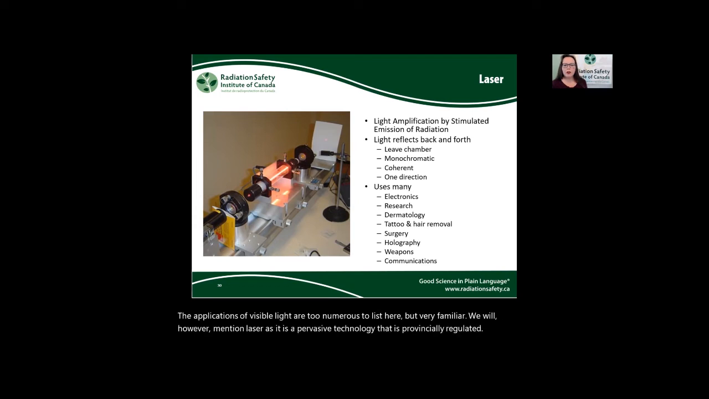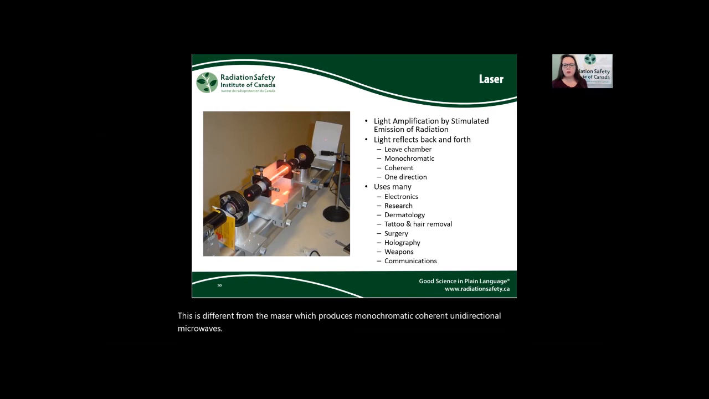Laser stands for light amplification by stimulated emission of radiation. The traditional laser design is comprised of a chamber within which light reflects back and forth multiple times before escaping. The light that is emitted from a laser is monochromatic, meaning it all has the same frequency, coherent, meaning it is all in phase, and travels in one direction. A laser is a device which gives off light, typically in the visible range, but they can also produce infrared and ultraviolet. This is different from the maser, which produces monochromatic, coherent, unidirectional microwaves.